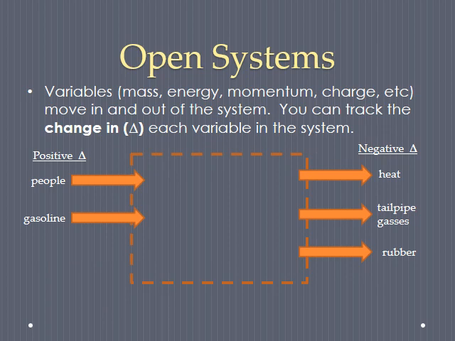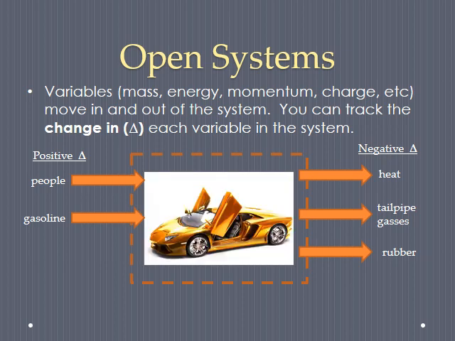In an open system, variables can move in and out of the system. We can also track the changes in each variable as they enter and exit the system. So let's say we have that car once again. Things that can come into this system? Well, people can enter this system. Gasoline, when you put gasoline into your car.